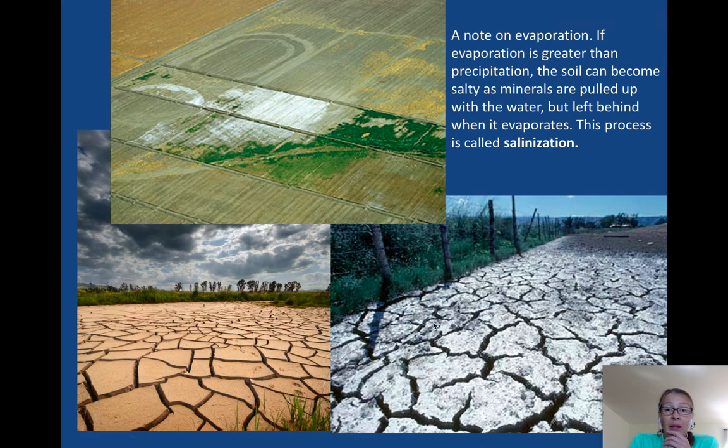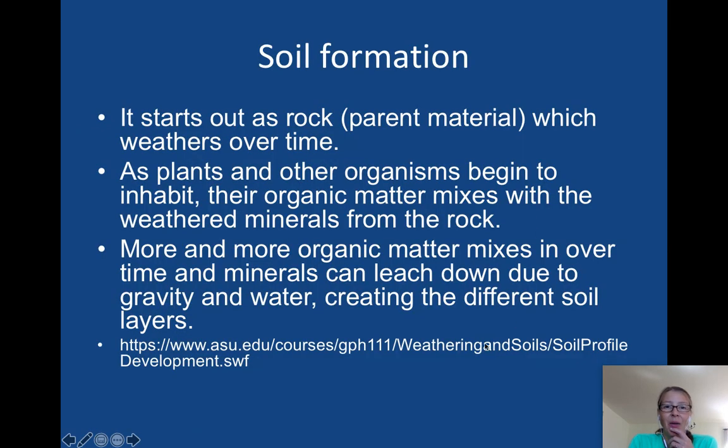And that's an important aspect, that if you're trying to farm in a really arid area, you have to be careful, because a lot of the minerals that might be in the soil, if you're doing irrigation and other things, might get left behind as the water evaporates, and then you have soil that really can't maintain crops. Okay, so in the next video, we'll talk about soil formation.